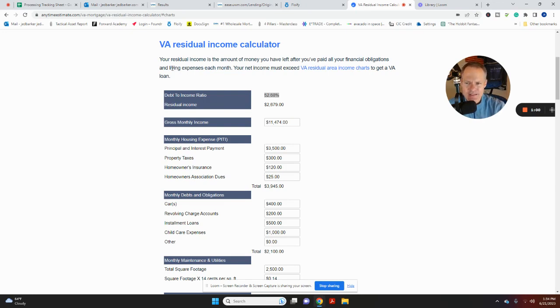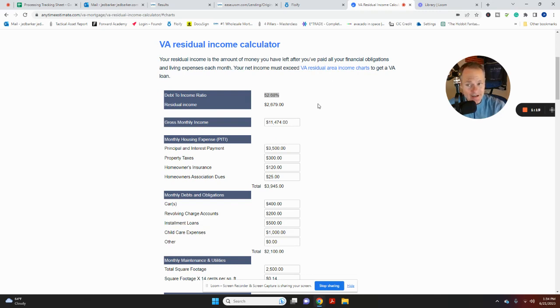And if you can see here where it says, your residual income is the amount of money you have left over after you've paid all other financial obligations and living expenses each month. Your net income must exceed the VA residual income charge to get a VA loan. And so I'm going to show you an example here and sort of break it down for you.